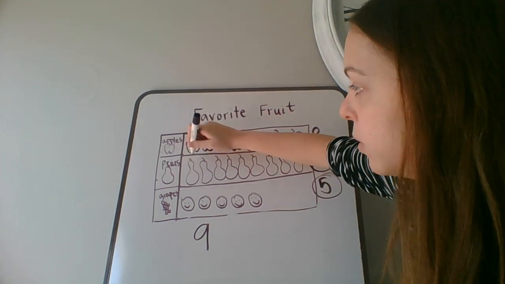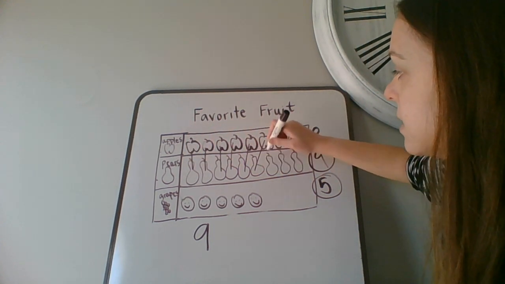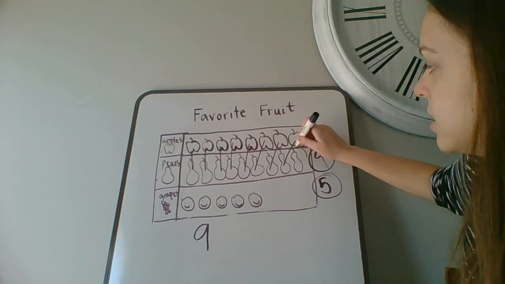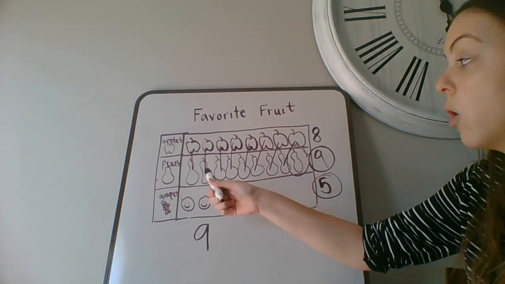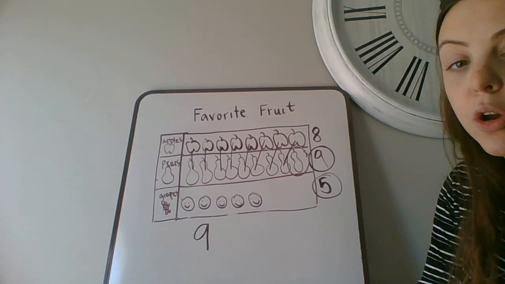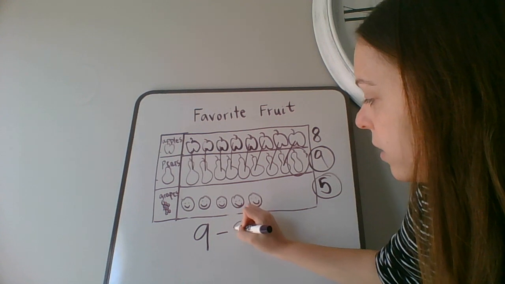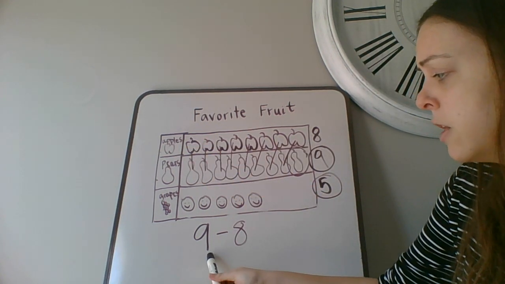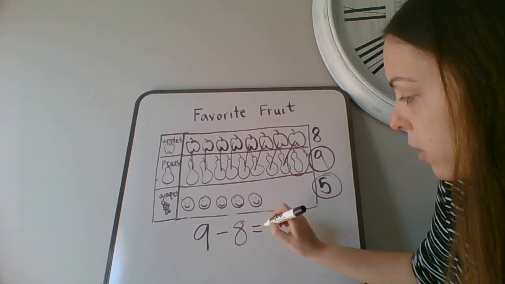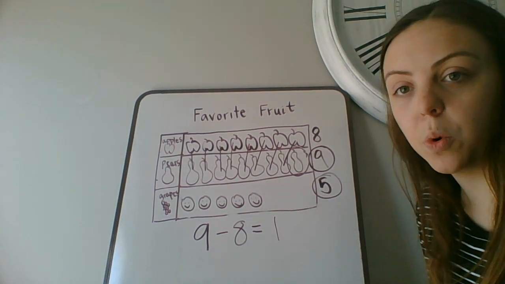Remember, we say, well, these were the same, and these were the same, same, same, same, same, same, same. And who's left without a partner? That's how many more 9 had, right? That's how many more pears had, and it was just 1 more. But you could also do that by saying, I know that pears had 9, and I know apples had only 8. So if I take away the 8 apples, then I'll know how many more pears there were. And if you do 9 take away 8, we know that's 1.